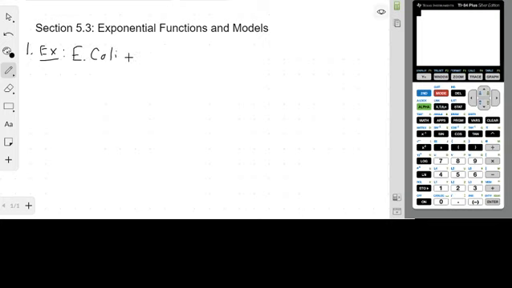So, exponential functions and models. What is an exponential function? Well, let's think about a motivating example here. For instance, under ideal conditions, an E. coli bacteria divide every 20 minutes. So that means their population doubles every 20 minutes.